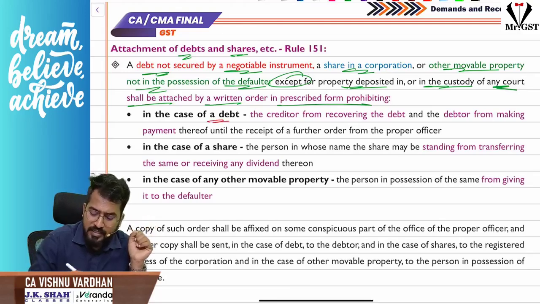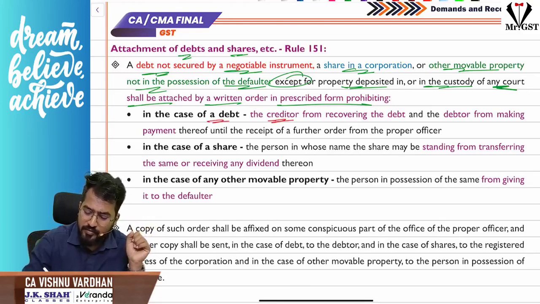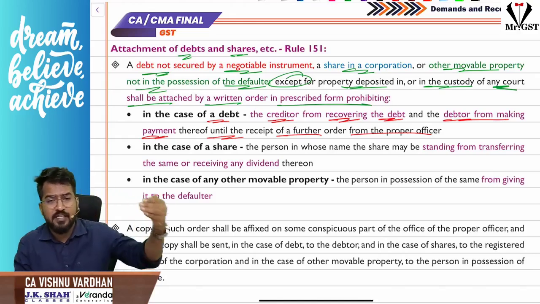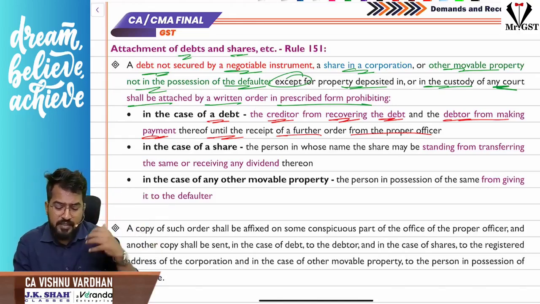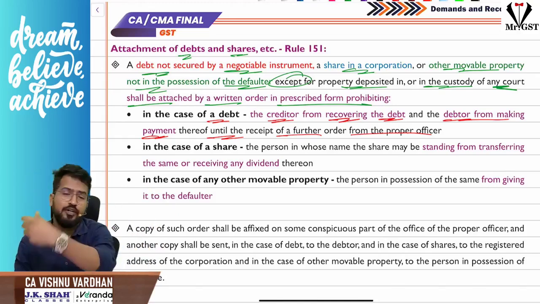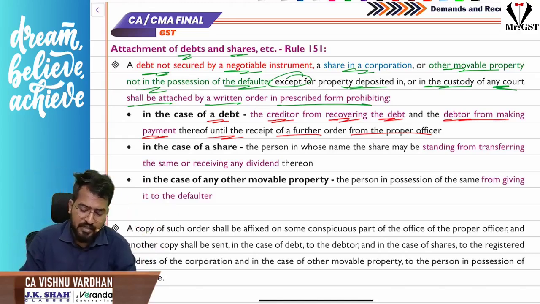Sir, if it is a debt, we will prohibit the creditor from recovering the debt and the debtor from making the payment until the receipt of further order from the proper officer. If it is a creditor, we are giving the order that until we order, you should not recover the debt, or if it is a debtor, until we order, you should not make the payment. Like that, sir, we can give the order.